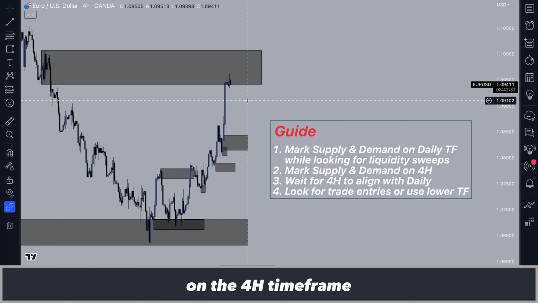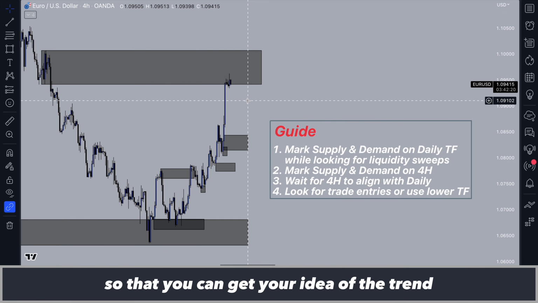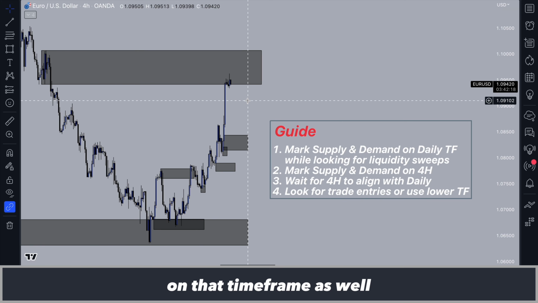The second thing then that you're going to want to do is mark supply and demand zones on the 4-hour time frame, or a lower time frame of your choice. I like the 4-hour, you might like the 8-hour, up to you. And again, look for liquidity grabs, look for the zones getting respected or not respected, so that you can get your idea of the trend on that time frame as well.